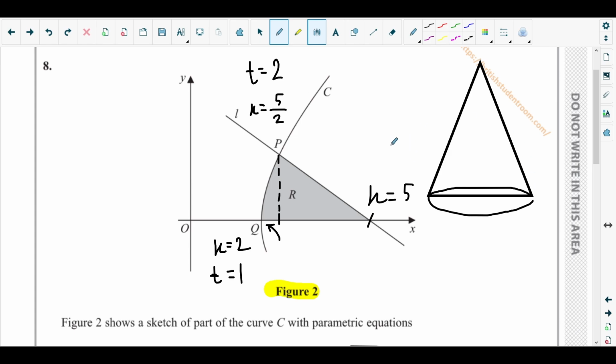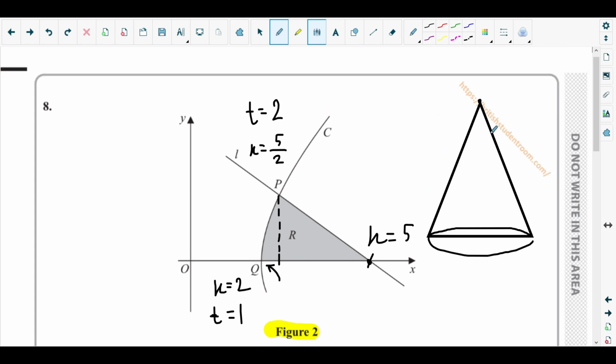Because consider this point, that point, right? And this is the circular base. So basically you can use here the volume of a right circular cone. It is basically a right circular cone. What's the volume of a right circular cone? That is 1 over 3 pi r squared h, not L. L comes for surface area. 1 over 3 pi r squared h. h is basically the height.